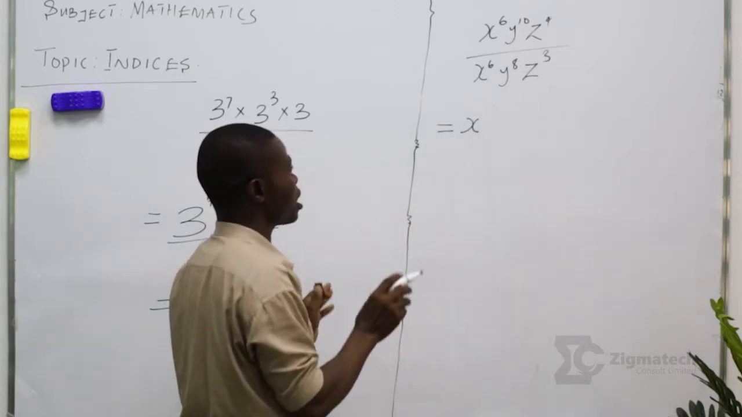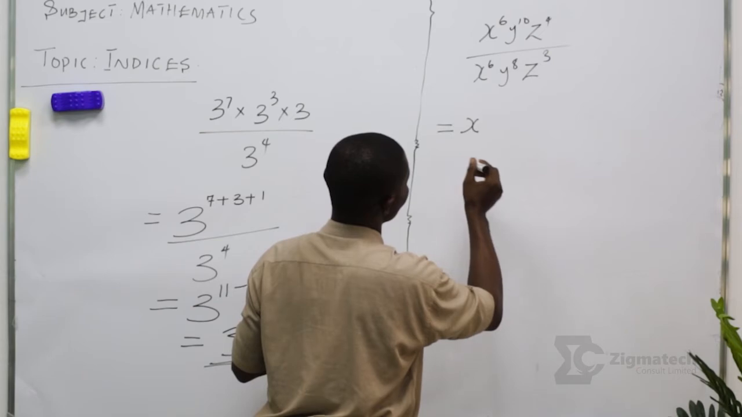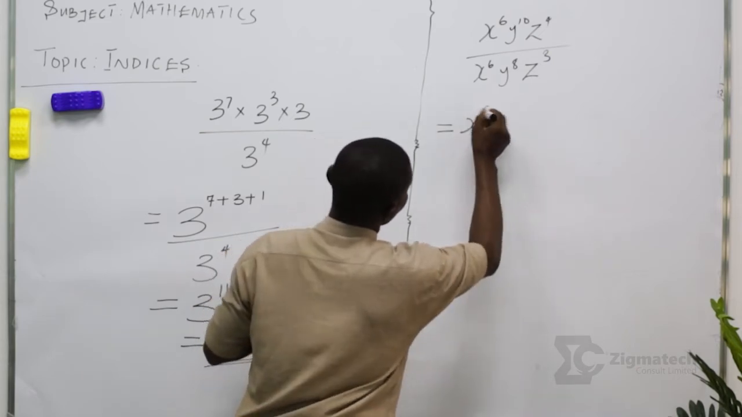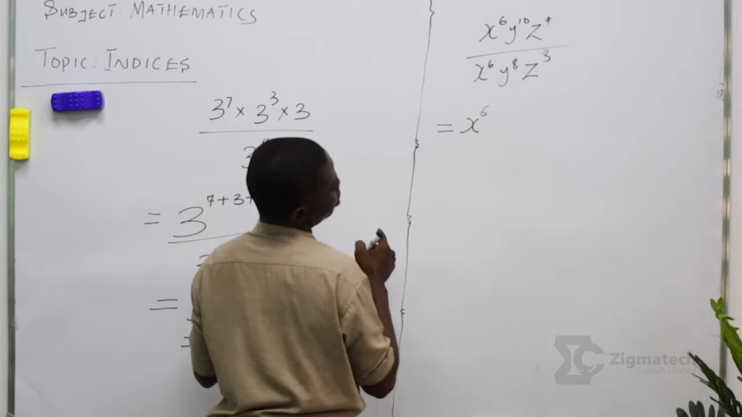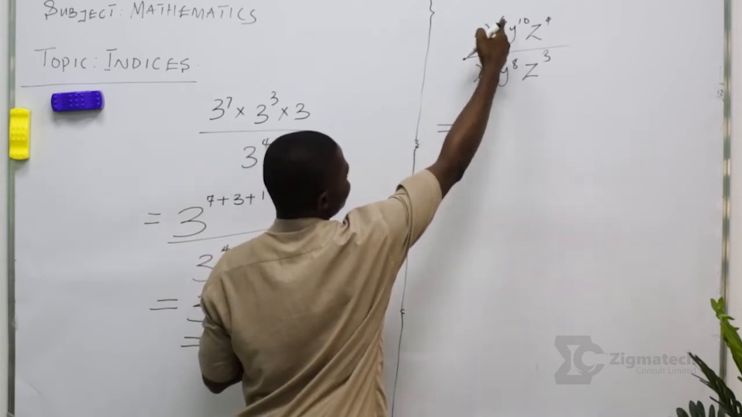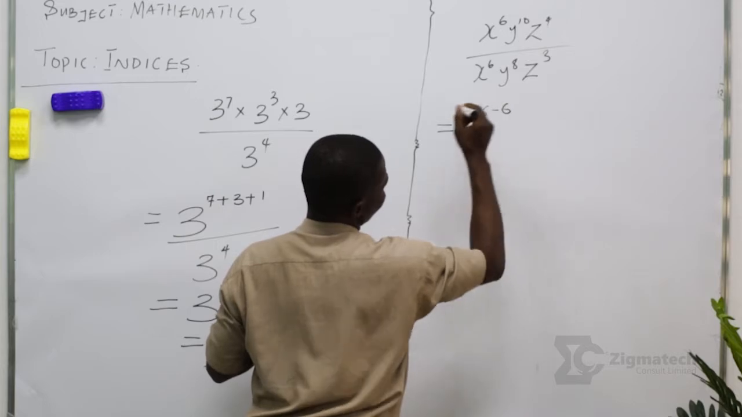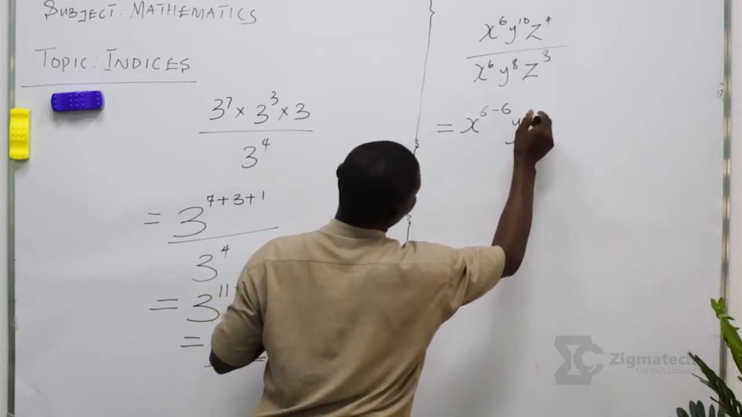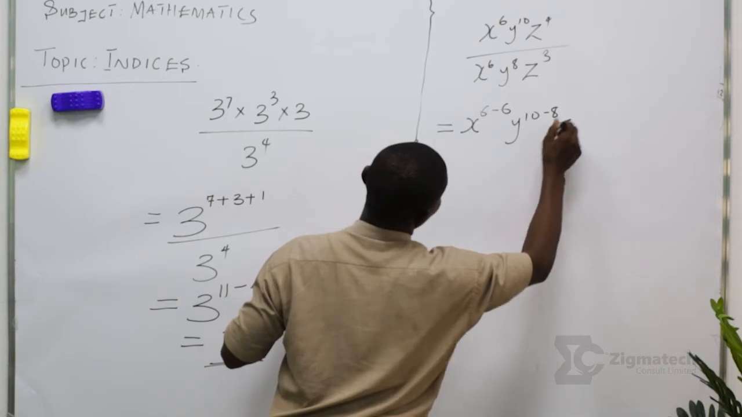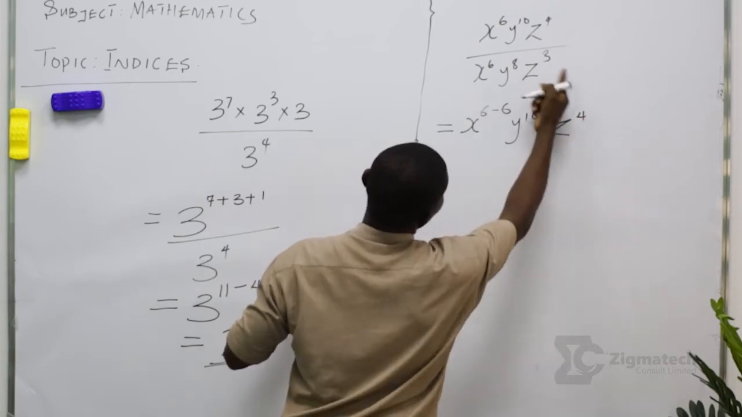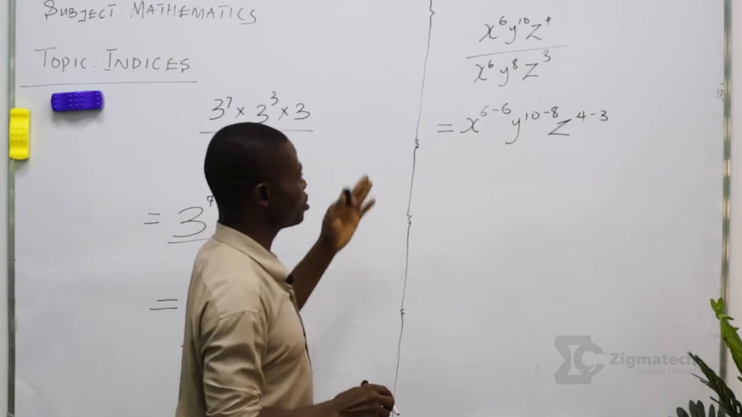In this case, I'm going to apply 2 rules or 2 formulas for this. Anyone you think is easy for you, you can choose to go with that. Division means subtraction. This is x power 6, and you have x power 6 down. Division means what? Minus, I write. Then y power 10, this is y power 8, subtract by 8. This is z power 4, minus 3. Recall that division means what?